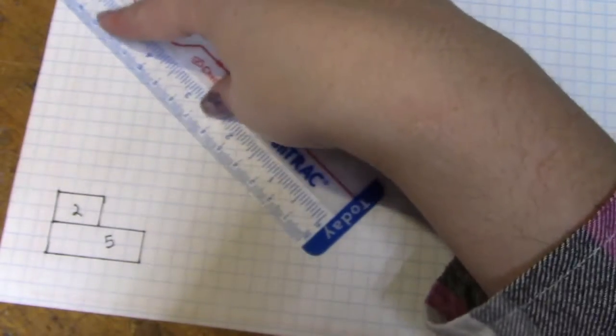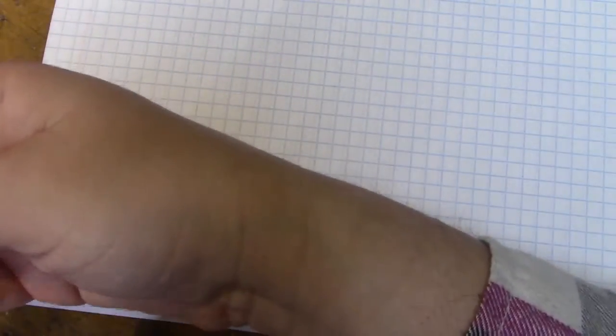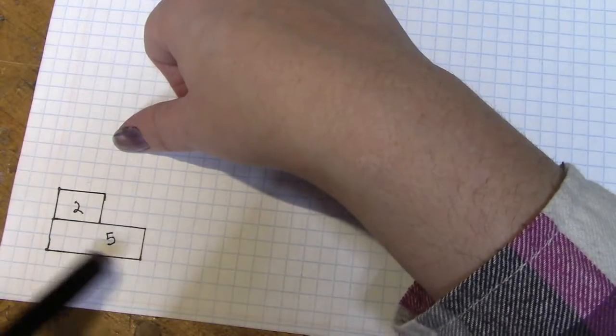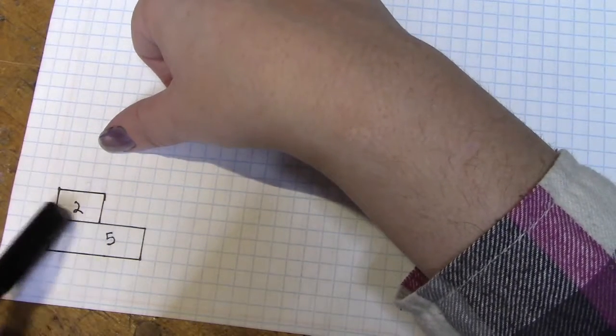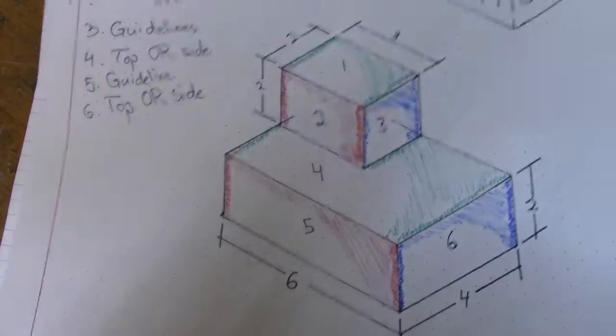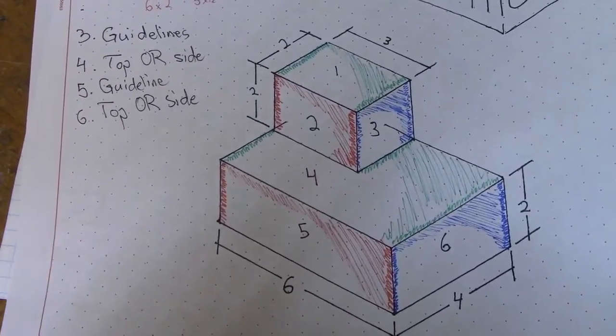So you have to really make sure you hold it down where you're drawing. But this is our front view. Move my hand out of the way. So we have two rectangles. One is 6 by 2. The other is 3 by 2. And that represents faces 5 and 2 in this isometric drawing.